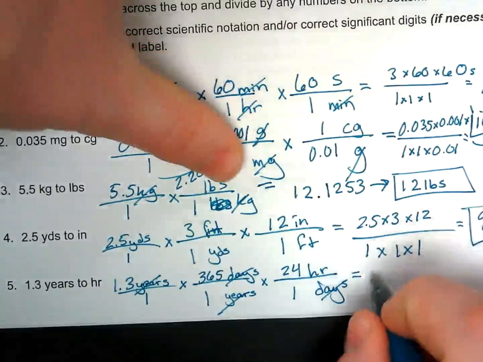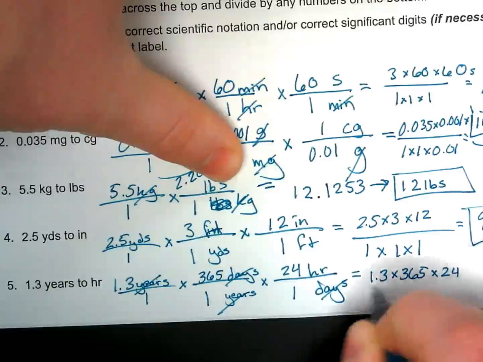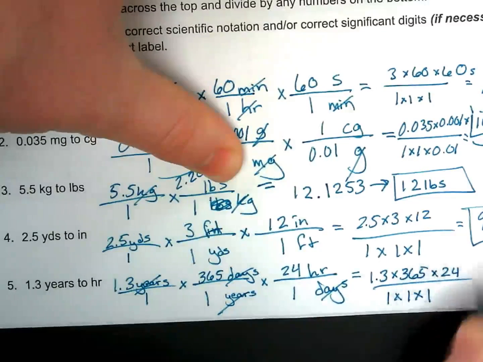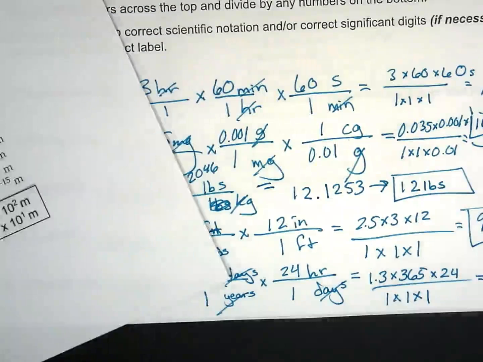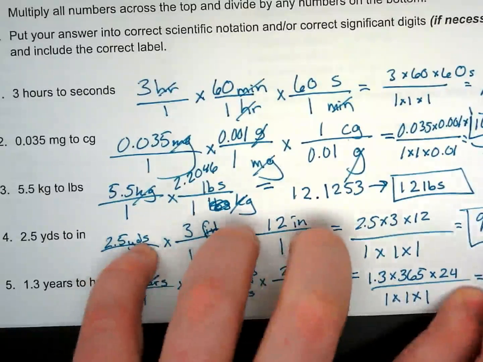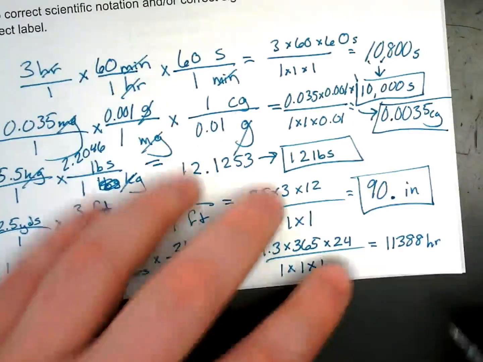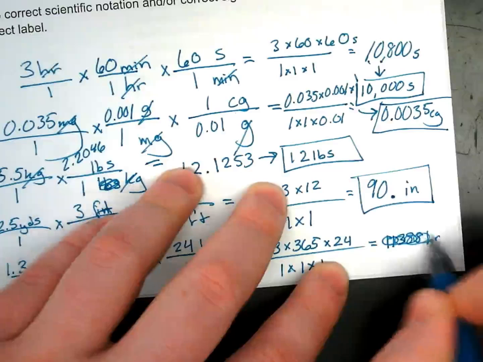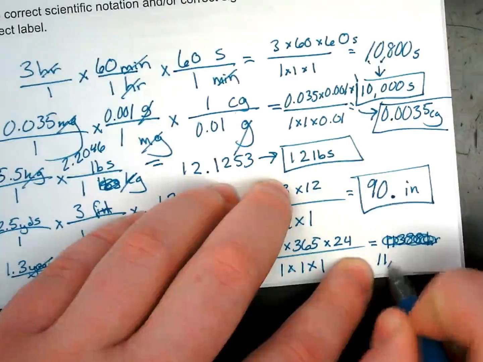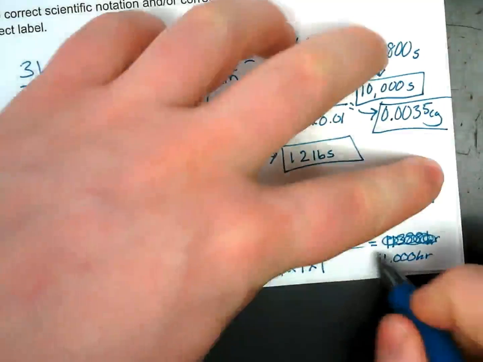So now it's 1.3 times 365 times 24 over 1 times 1 times 1. And then plugging that all in, 1.3 times 365 times 24, that means there are 11,388 hours. But again, because we have to keep sig figs here, our actual answer is not going to be that. It is going to be 11,000 hours in 1 year. Okay, and we'd have our answer.